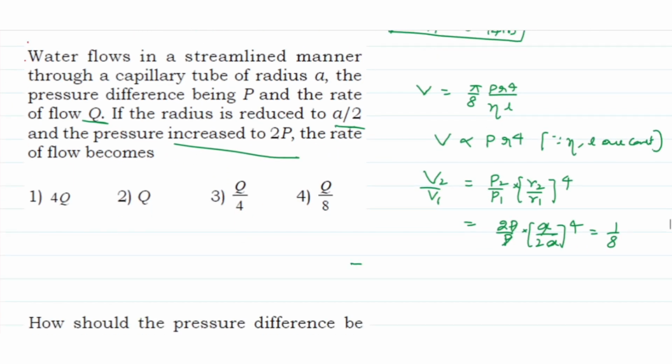That means V2 you can write as V1 by 8. That's nothing but, initially it's given as the volume of the fluid flowing, Q, so the volume flowing will be Q by 8. So Q by 8 is the correct answer.